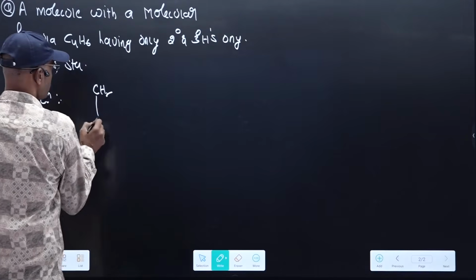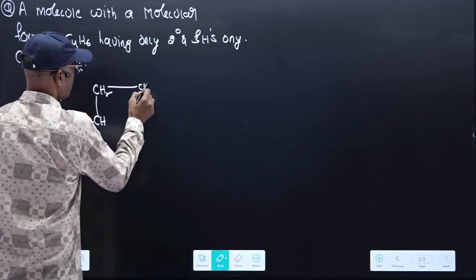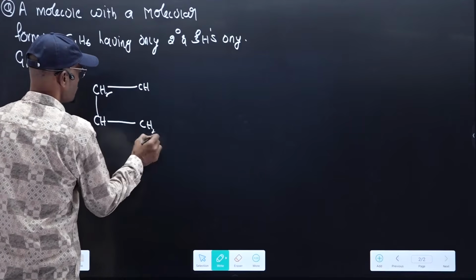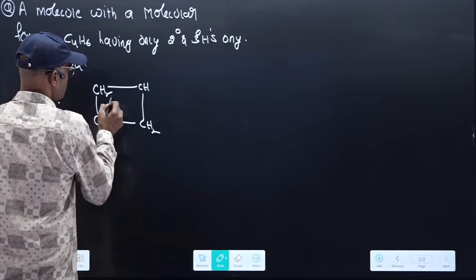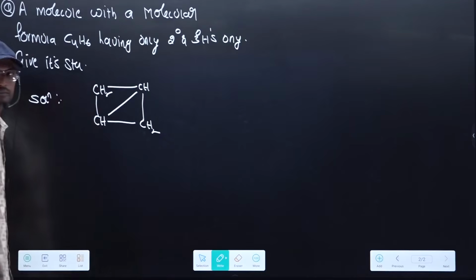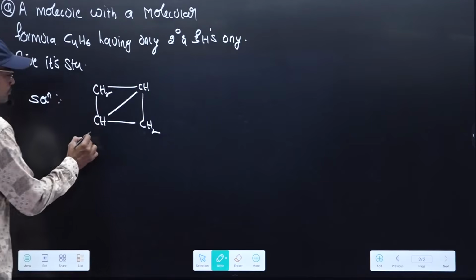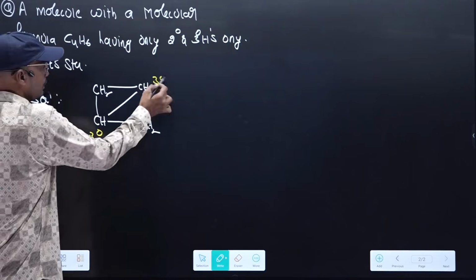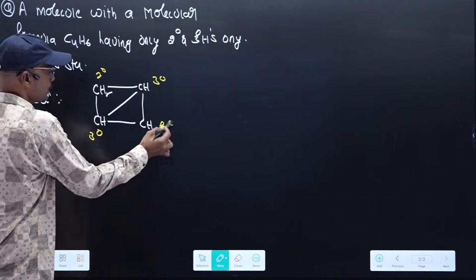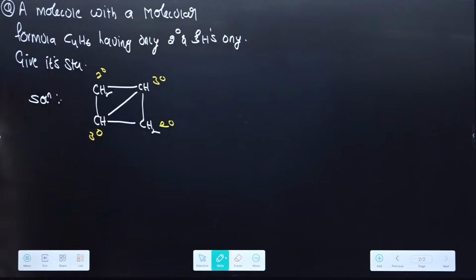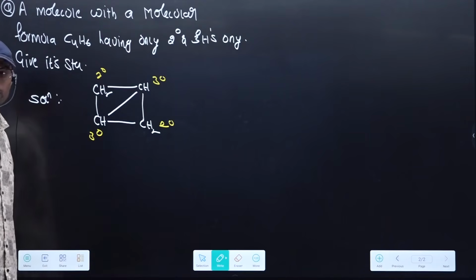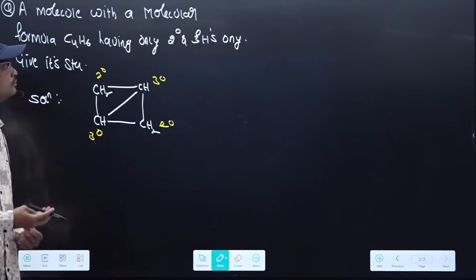So this is CH2, CH, and this is CH, and this is CH2. So these two will be joined together. What is this hydrogen? Tertiary, tertiary, secondary, and this is secondary. Is there any primary? No, no primary.